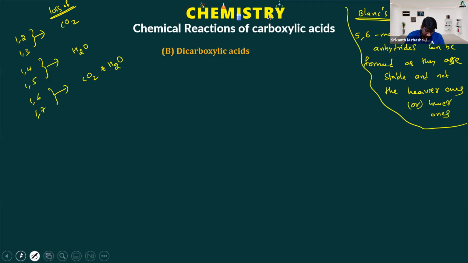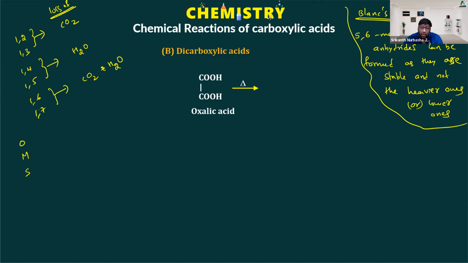So dicarboxylic acids. Let us take COOH, oxalic acid. I have given one shortcut: OMSGA, "Oh my such good apples." In oxalic acid, you have two COOH groups directly connected. In malonic acid, between the two COOH groups there will be one CH2 group. Oxalic acid, malonic acid, succinic acid, glutaric acid, and adipic acid. So in oxalic acid, you don't have any CH2.